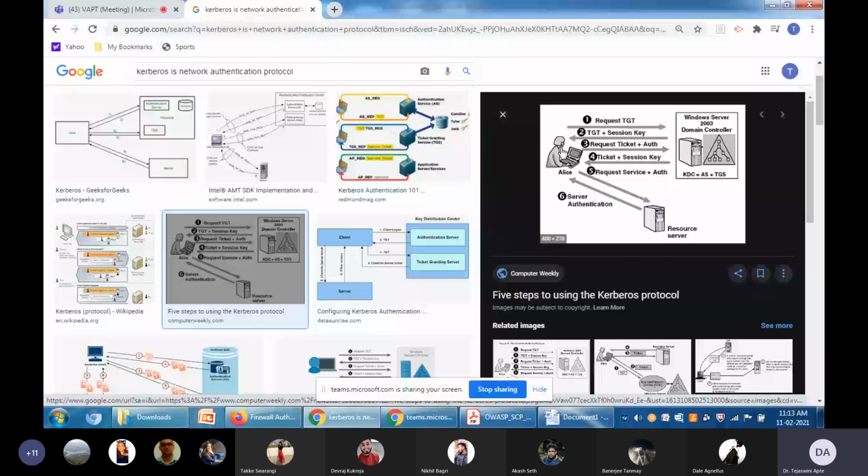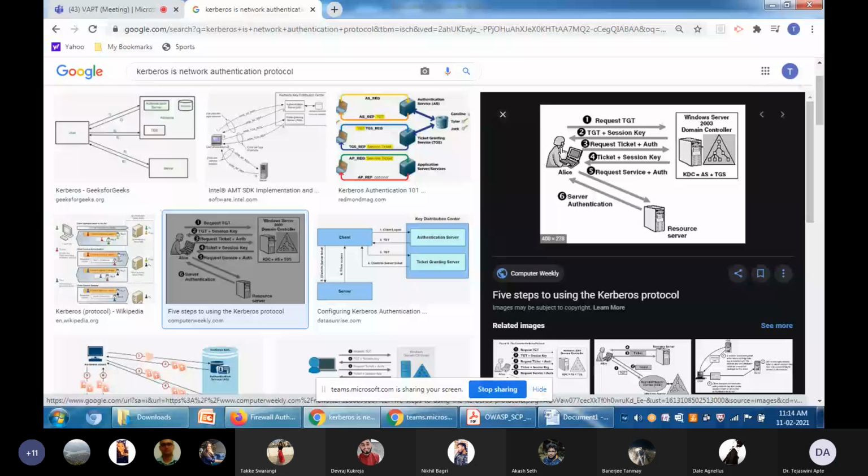Please focus on what I'm saying. Kerberos is the authentication server. When the user tries to log in, that user is going to request the ticket. Kerberos is responsible for giving the ticket. TGT stands for ticket granting ticket, which is a token issued by Kerberos for the user along with the session key. And that session key is valid as long as the session exists.